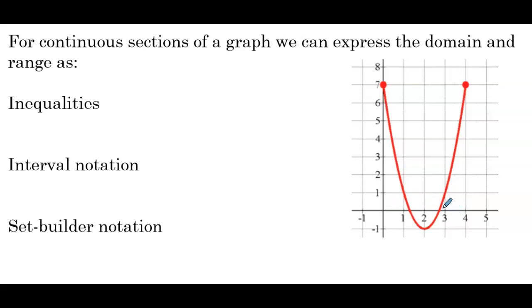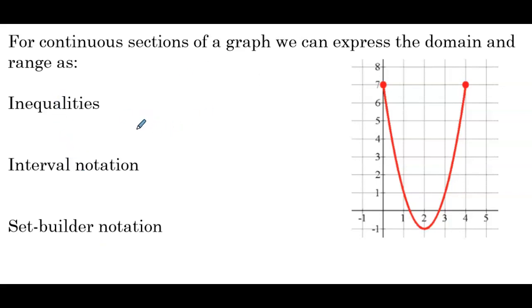If we wanted to try to list them out individually, we would never be done. There's an infinite number of values from 0 to 4. So to write them in a list, like we had been doing on the last slides, we'd have a pretty tough time. So we have a solution to that. For continuous sections of a graph, we can express the domain and range as either inequalities, interval notation, or set builder notation. This last one, set builder notation, is the only one we're not familiar with, and we'll go over it after we do inequalities and interval notation.